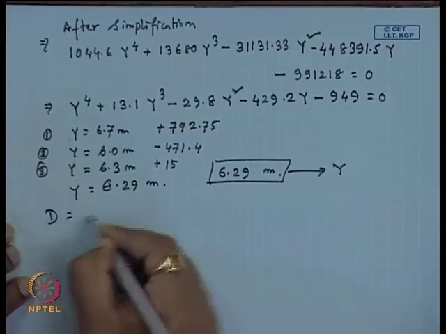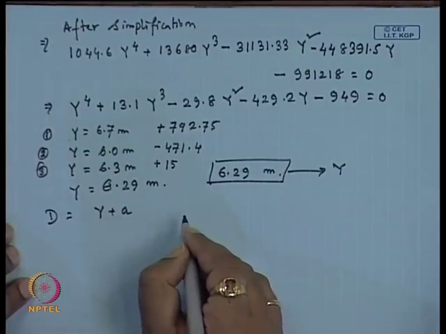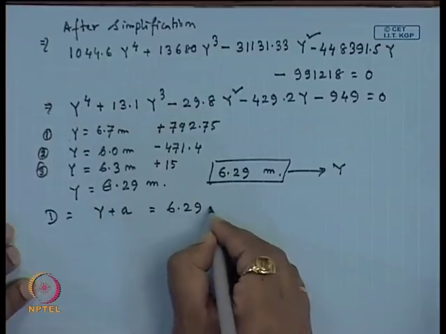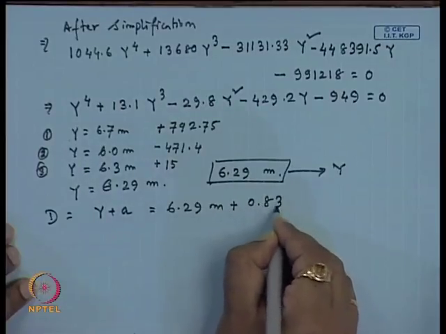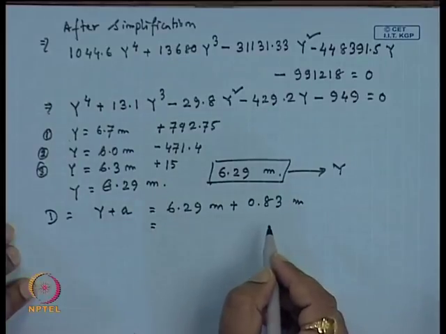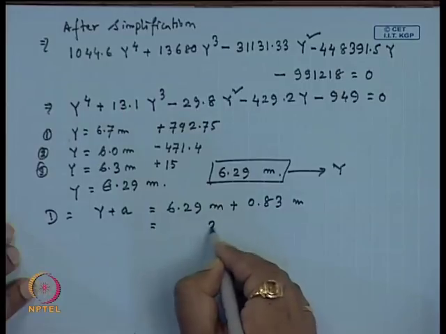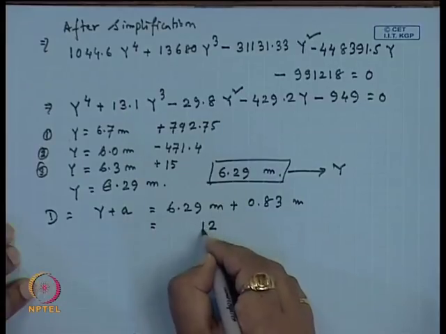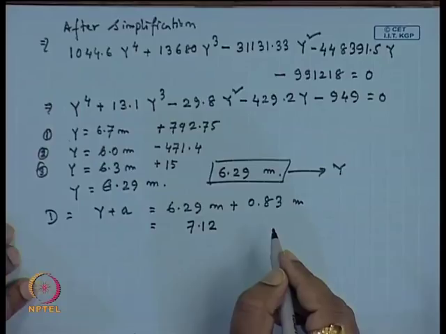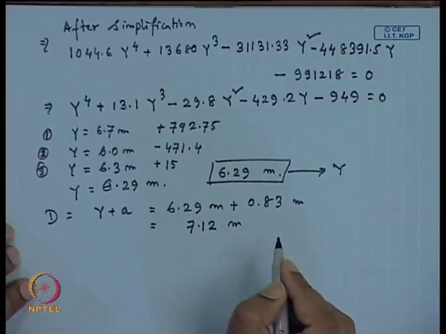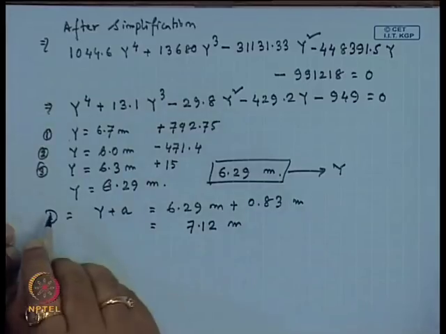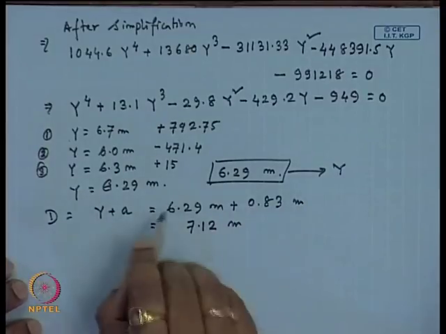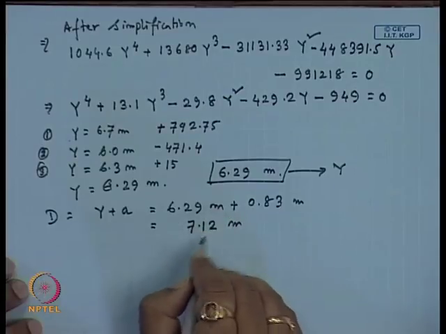So, our d is y plus small a. The y that we have considered is 6.29 meter, and a is 0.83 meter. So finally, the value that we are getting is 7.12 meter. This is the d that we get after solving. So, this will be the required d of that sheet pile which we have considered.